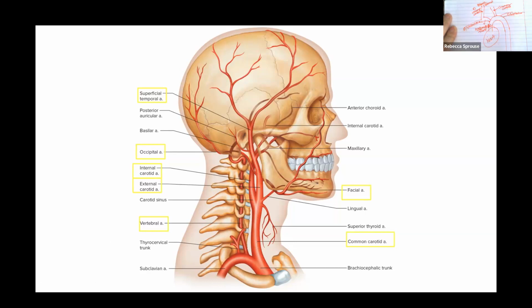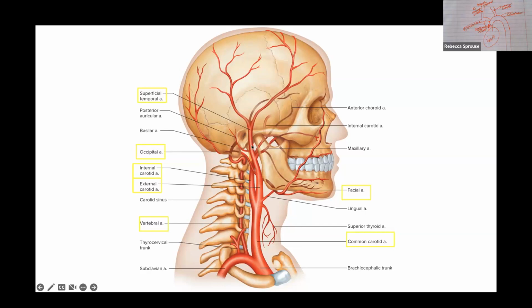Okay. And they go exactly where you're talking about. So the internal carotid actually goes up into the skull. It's going to feed brain structures. We're not going to follow that one any further. The external carotid here is going to feed these outer arteries of the face and the head.